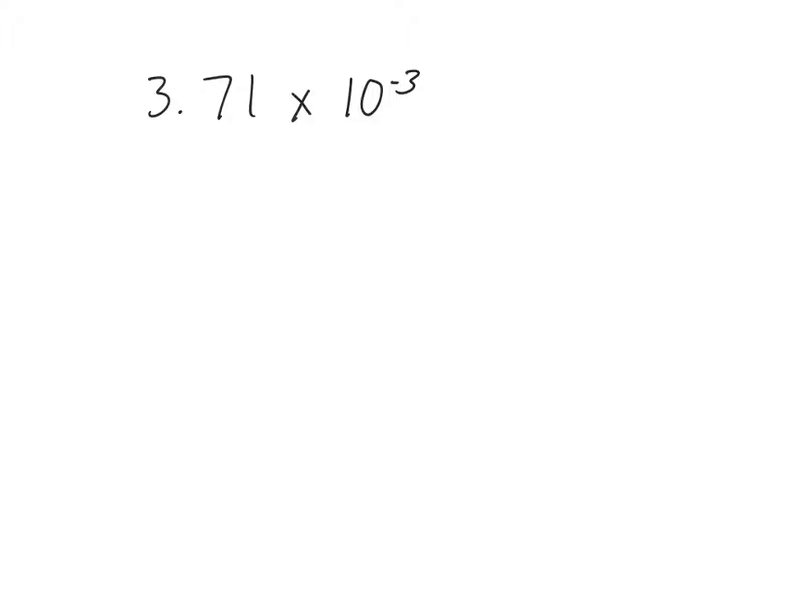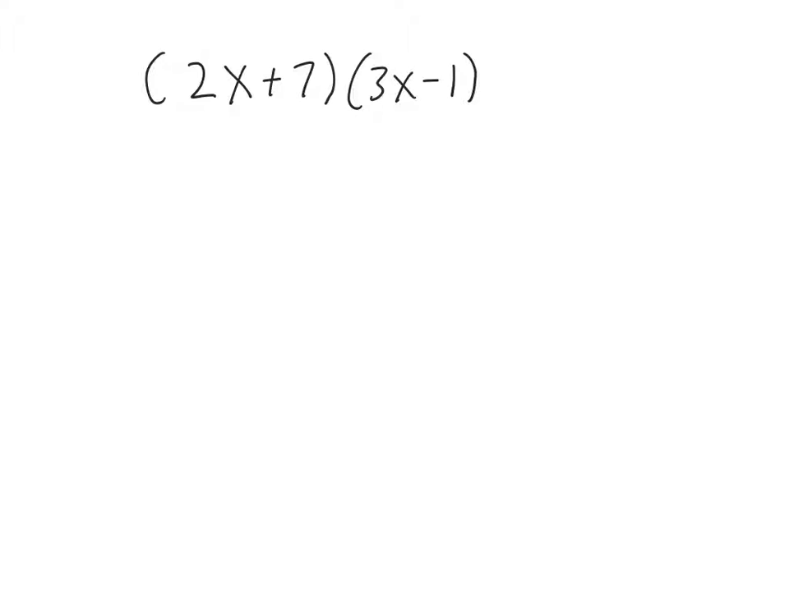On the second problem, we're changing from scientific notation to a decimal. So I'm going to look for the exponent, and the exponent is a -3. So that tells me I'm going to move 3 place values to the left. So if I move it 1, I run out of numbers, so I need to add 2 zeros to the front of the 3, and I will get 0.00371.